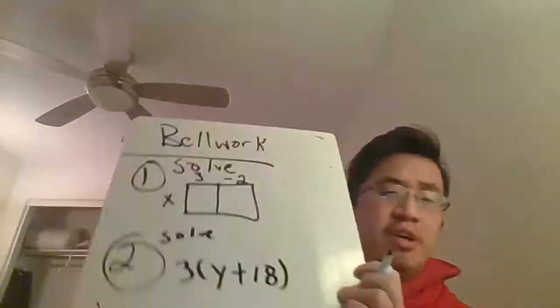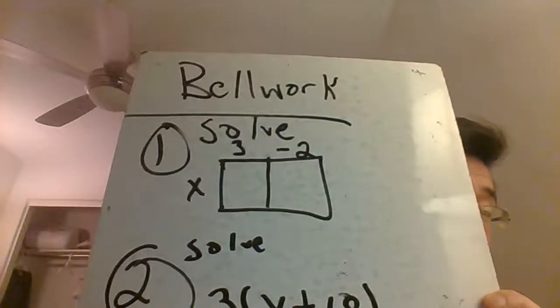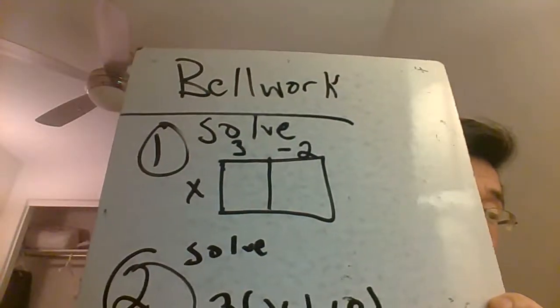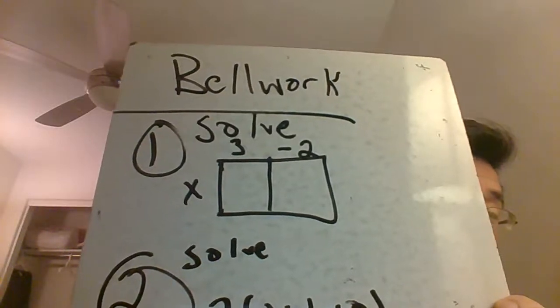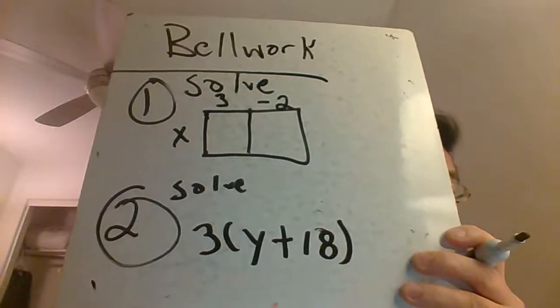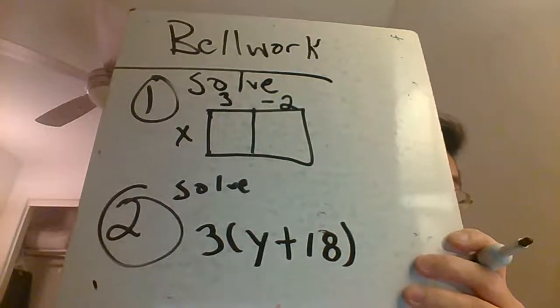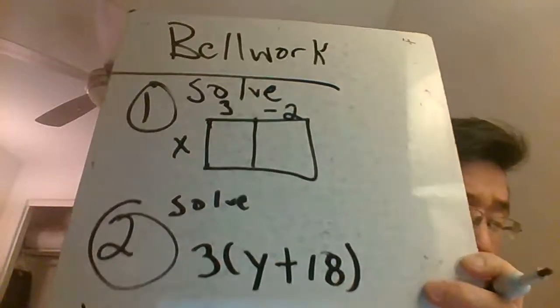So here's your Bulwark right now. Can you solve these two problems? Give me an F in the chat room when you're done.